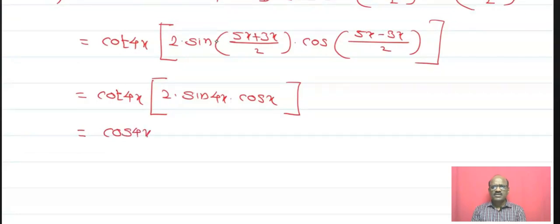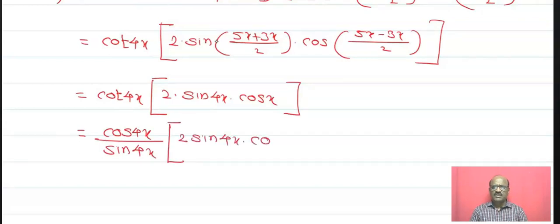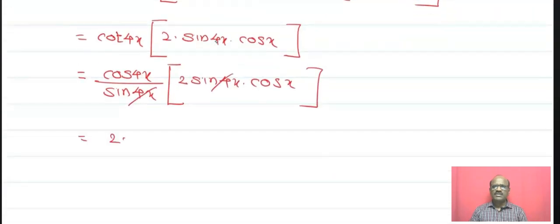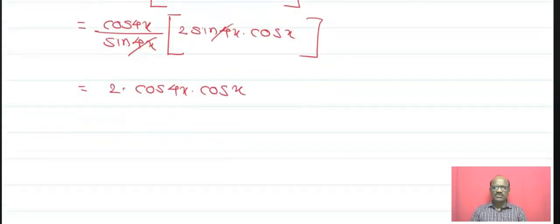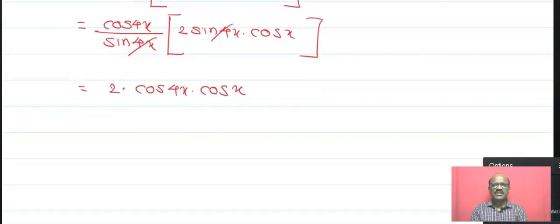See this here. Cot means cos of 4x upon sin of 4x, we will write it this way. Now sin of 4x gets cancelled. Therefore you will get 2 times cos of 4x into cos x. There is nothing to explain in this, we are going ahead with normal simplification.